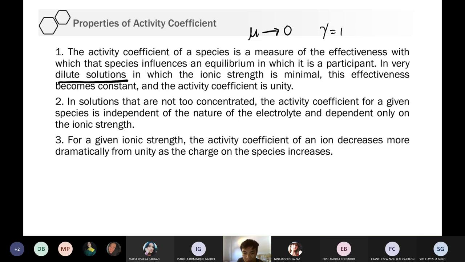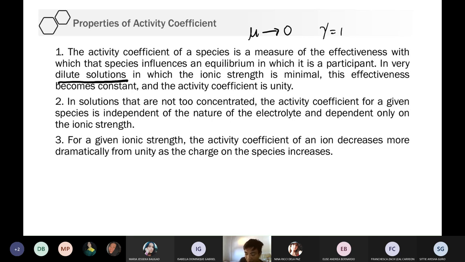So, for example, copper 2+ and sulfate ion, they will have the same activity coefficient, okay? So ganun lang. Hindi siya dependent sa identity, no? Siya ay dependent sa ionic strength. Next one. For a given ionic strength, the activity coefficient of an ion decreases more dramatically from unity as the charge of the species increases.